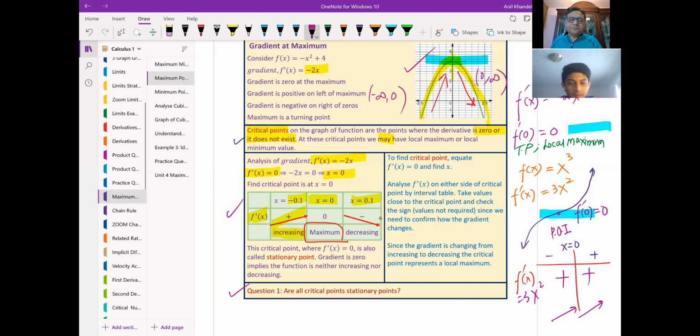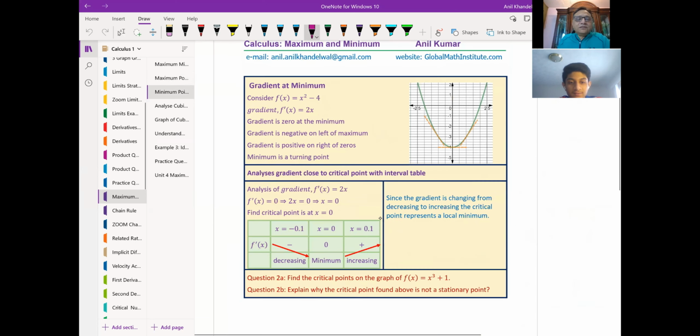Question 1. Are all critical points stationary points? Sir, stationary points are the turning points. Where you turn, you kind of stop, right? So it's a stationary point. As you can see, you have this point of inflection, and it is not a stationary point. Perfect. You already answered this question.